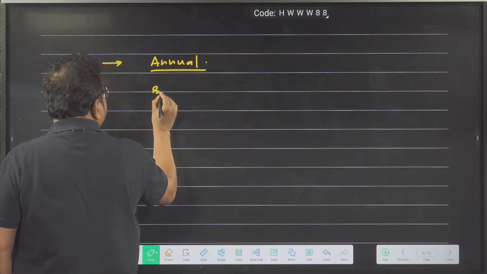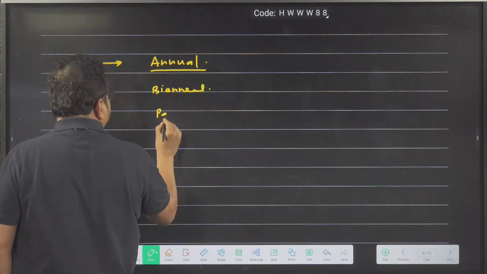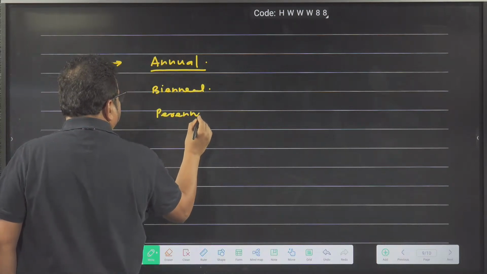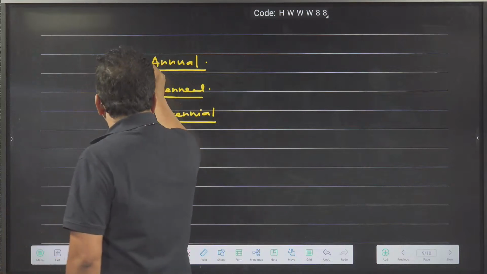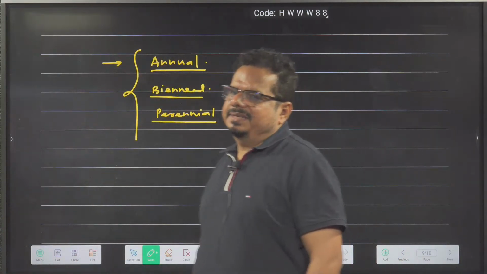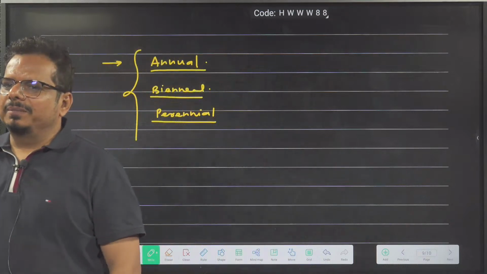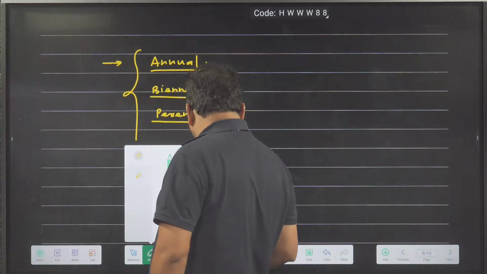Annual, biennial, perennial. So all the plants present on this planet, we classify into 3 categories: annual, biennial and perennial. What do you mean by an annual plant?